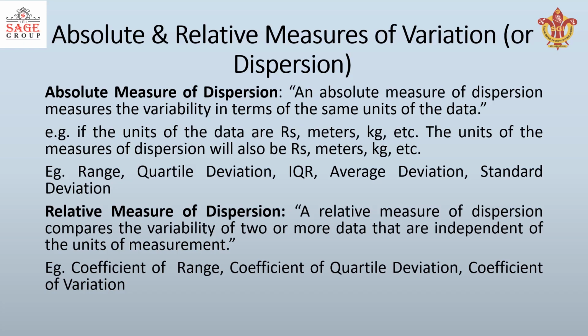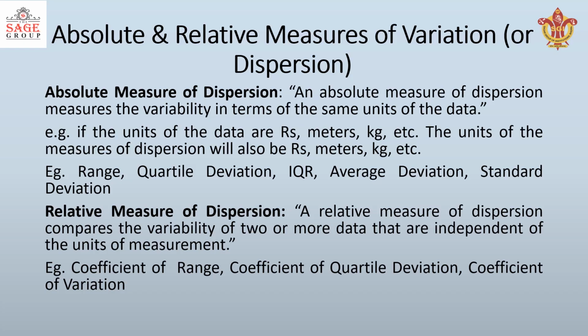Some examples of the absolute measures of dispersion are range, quartile deviation, interquartile range, average deviation, standard deviation, etc. In this, the measure of dispersion is specified in the same units as the variable.